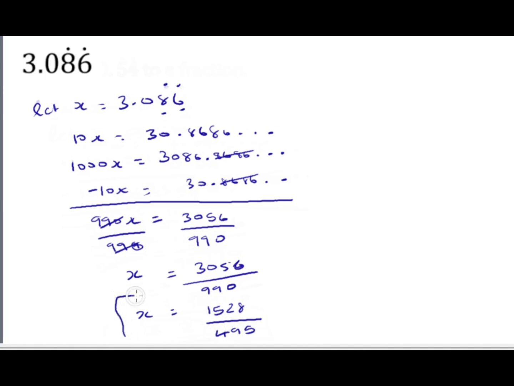All right, so that would be it. So that would be your answer right here. So when you convert 3.086, where you have the 86 reoccurring, it is the same thing as 1528 over 495 as a fraction.